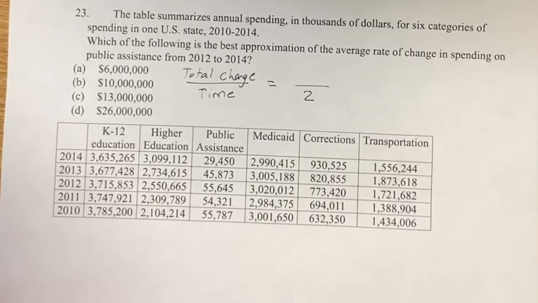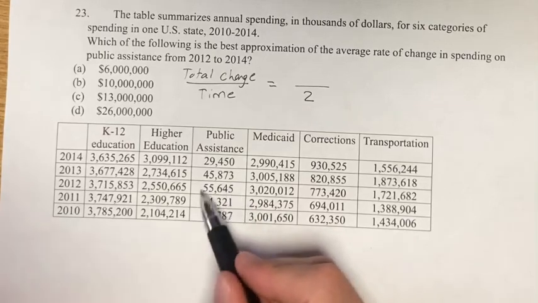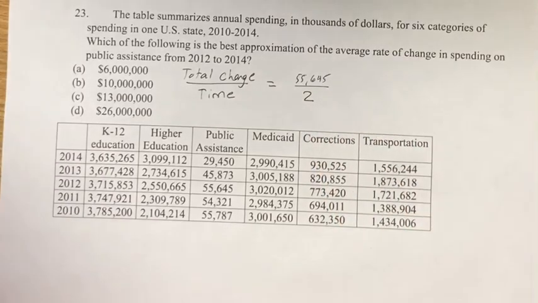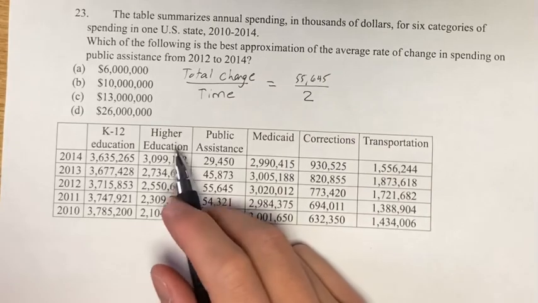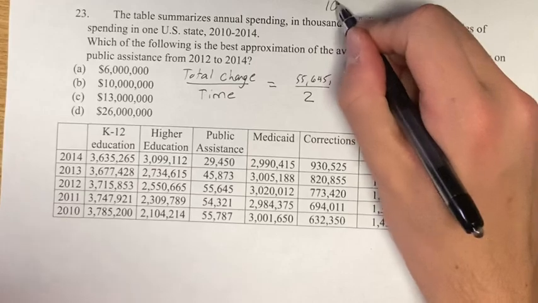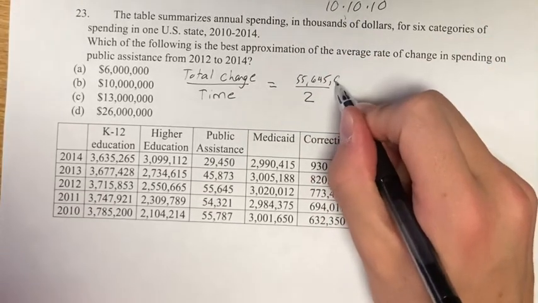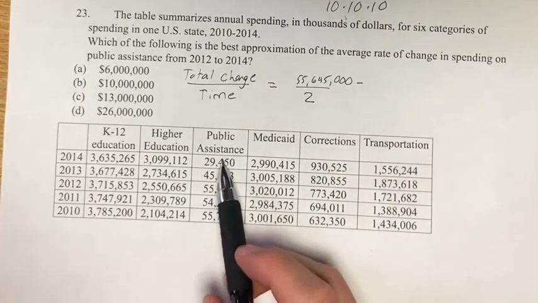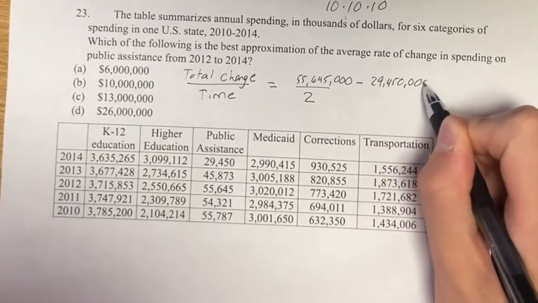And then the total change in spending, well, in 2012, we had $55,645 times 1,000. This is measured in thousands of dollars, so we have to multiply this by 1,000. Luckily, multiplying by 1,000 is just multiplying by 10 3 times, right? 10 times 10 times 10 is 1,000. So you're basically just adding 3 zeros at the end. Minus, in 2014, we had 29,450. You have to multiply that also by 1,000.